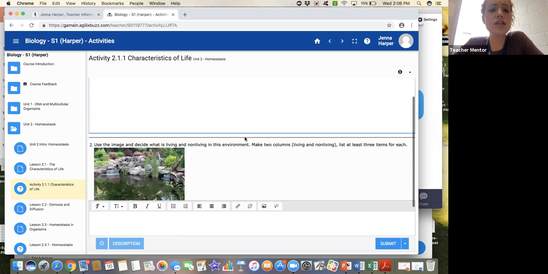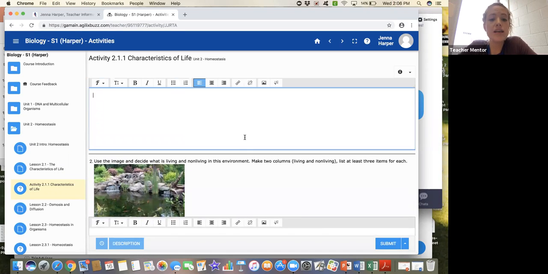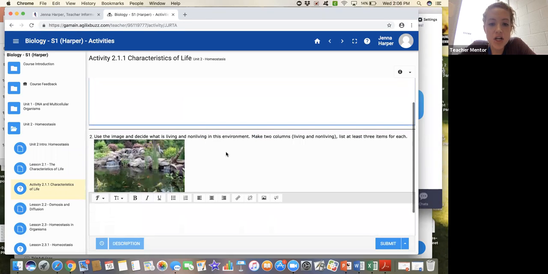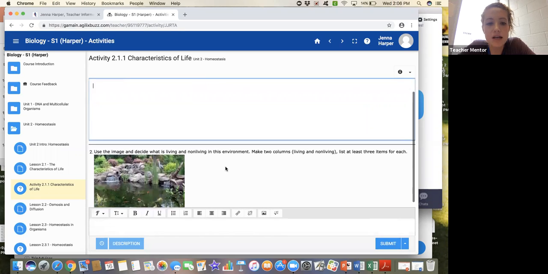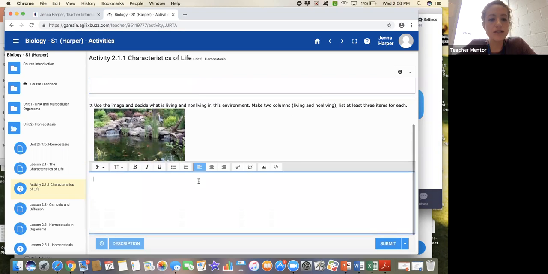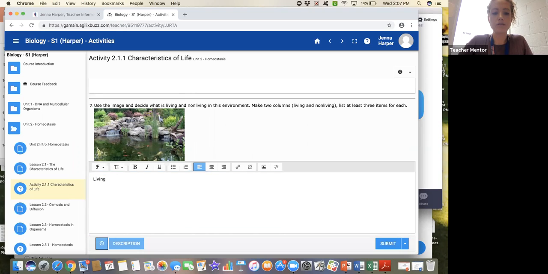The second question is, use the image and decide what is living and what is non-living in this environment. Make 2 columns, living and non-living, and list at least 3 items for each. Okay, so I want you guys to help me out with this. So let's do the living column and let's do the non-living column.